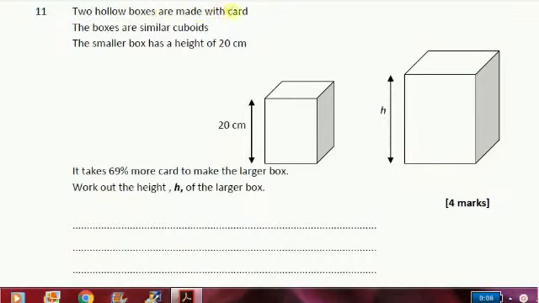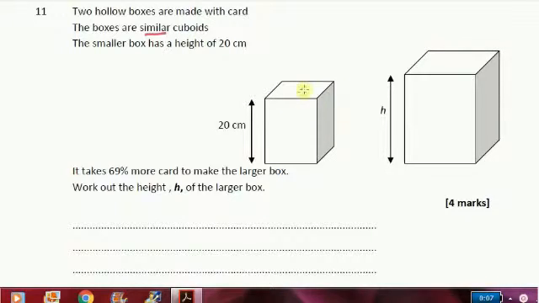Two hollow boxes are made with card. The boxes are similar cuboids. The smaller box has a height of 20 centimeters. There you are. It takes 69% more card to make the larger box. Work out the height h of the larger box. Similar is the important word here. So we can use our ideas of similarity and enlargement.